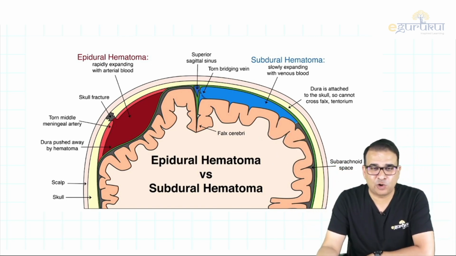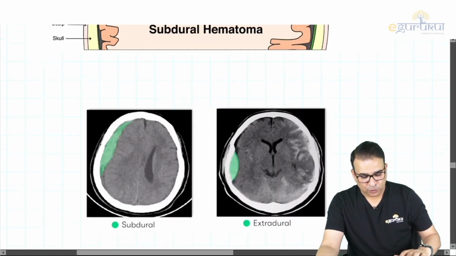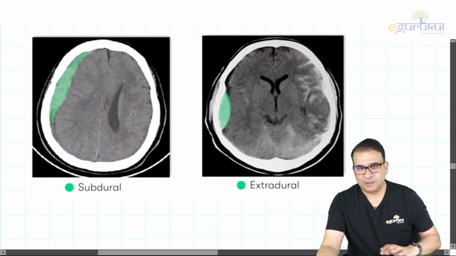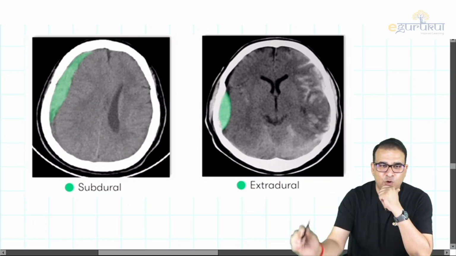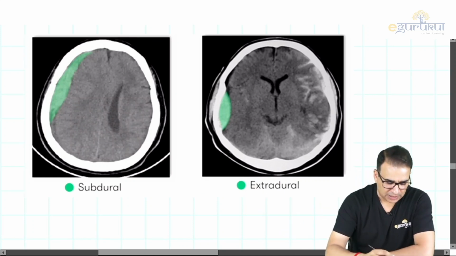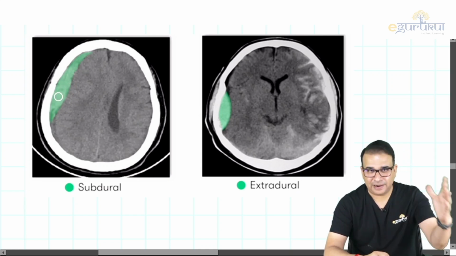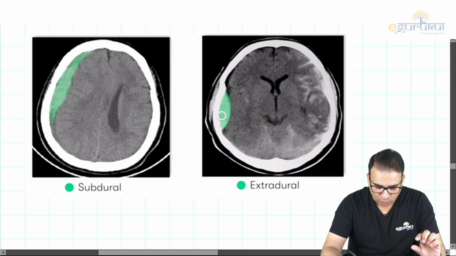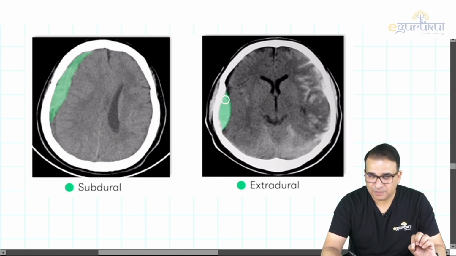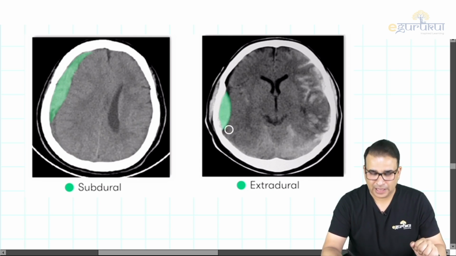So obviously the sutures cannot limit it. If you look at these two pictures here, just a comparison. In that first picture there is a subdural hematoma. You can see it is more crescentic in shape and more expanded. In the other picture you have a more focal bleeding, and you can see it is limited by the suture. That is a case of extradural hemorrhage.